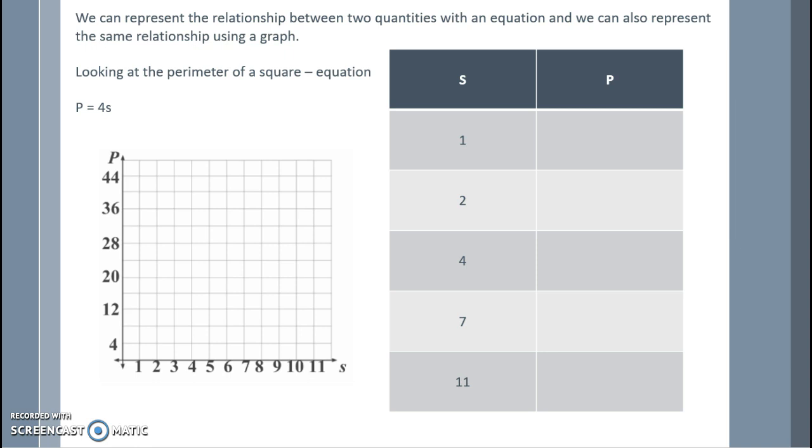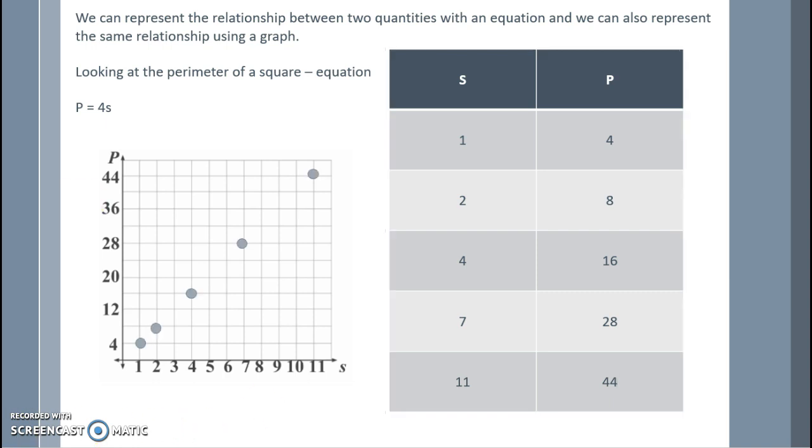Looking at the perimeter of the square here, let's fill in the blanks so that we can graph our points. If I plug in 1 for S, 4 times 1 is 4. If we plug in 2 for S, 4 times 2 is 8. We plug in 4, 4 times 4 is 16. 4 times 7 is 28. 4 times 11 is 44. We then can go ahead and fill in the points on our line.